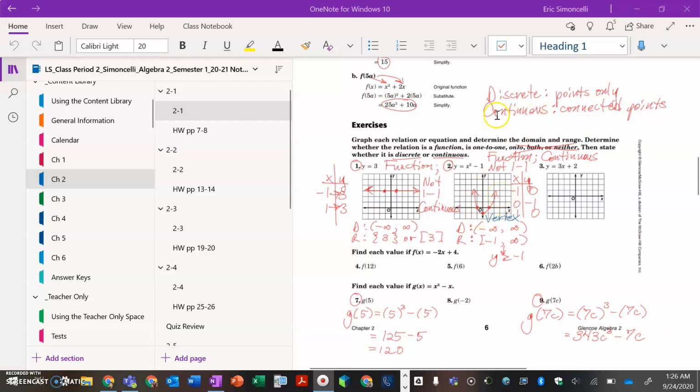So I believe most of these, if not all, are going to be continuous functions, unless they give you the points kind of scattered about already in advance. That would be when you would call it discrete. Otherwise, I should say it's always going to just be continuous.